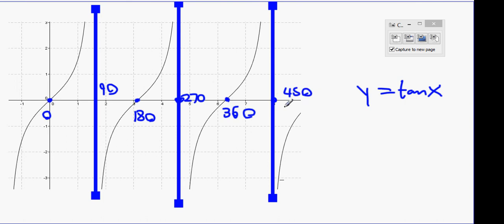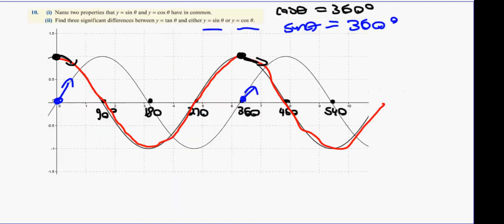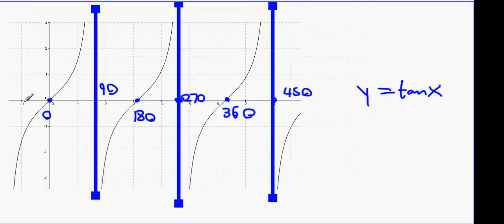Now guys, two significant differences. Okay, is it three significant differences or two significant differences? Three significant differences. First difference is it has a different range. What do we mean by different range? It's not stuck between 1 and minus 1. You can see that tan just keeps going upwards and downwards. There is no limit to tan. It just keeps going on and on. Different ranges, okay?